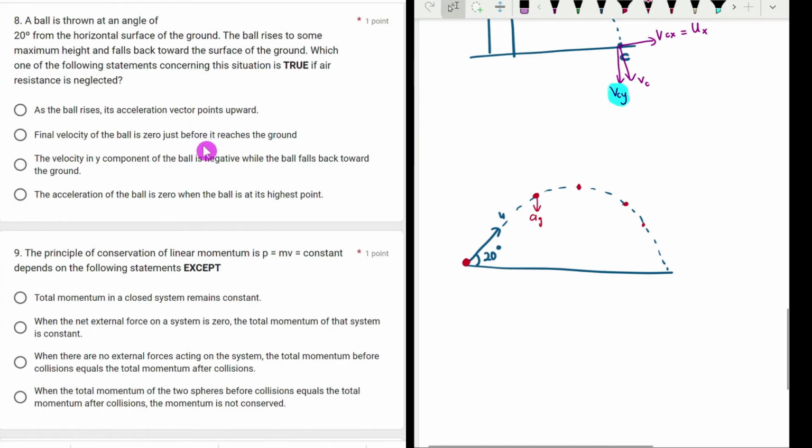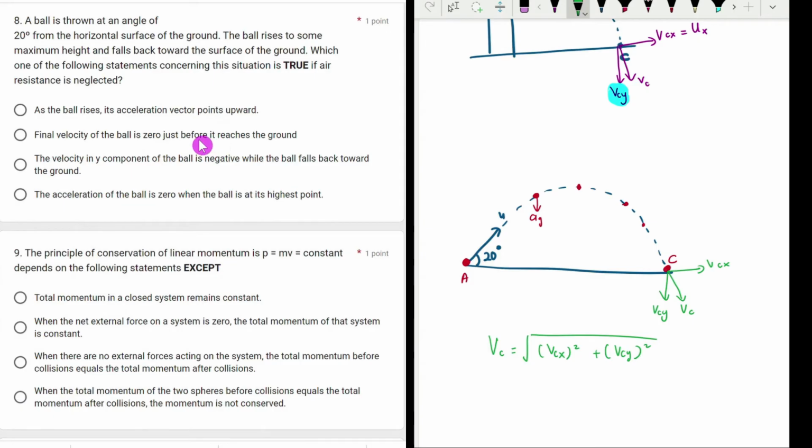So salah lah. Next, the final velocity of the ball is 0 just before it reaches the ground. Adakah final velocity at this point? Kita letak point A, ni point C. Adakah point C kosong? Tidak. Kita boleh kira dekat sini VC. So kita akan ada VCX and VCY. So at point C, kita perlu kira what is the velocity of the object just before it hits the ground. So we're going to have V squared equals VCX squared plus VCY squared. Kena kira lah, tak boleh kata dia kosong.